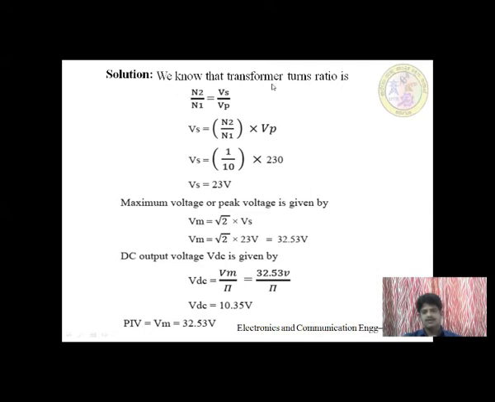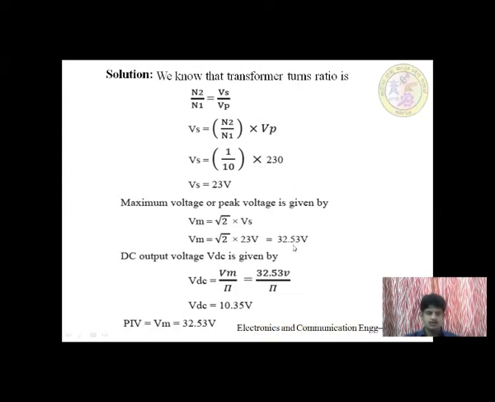First, we know that the transformer turns ratio is this equation. We already discussed it. First we are going to simplify this to get the Vs value. N2 by N1 and Vp, these values are already given. N2 by N1 is 1 by 10. Primary voltage is 230. When you simplify, you will get 23 volt. Then the peak voltage: Vm is equal to root 2 into Vs. Vs we already calculated, it's 23 volt. Vm is root 2 into 23. When we calculate this, we get 32.53 volt.